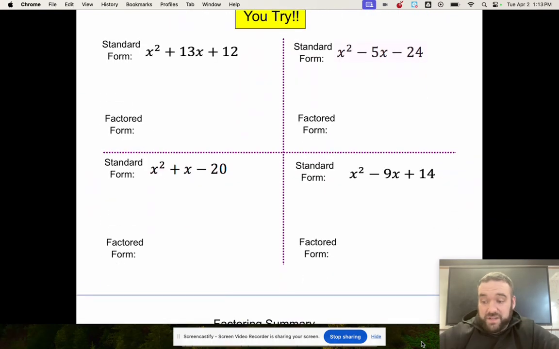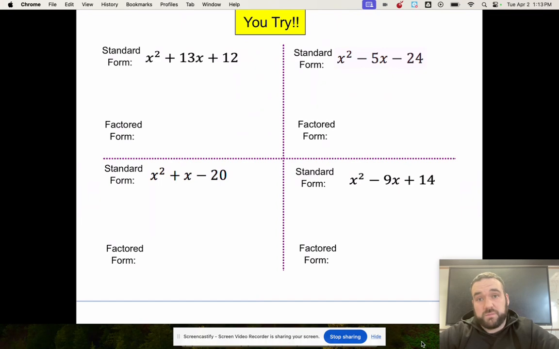If you want to pause the video and try these, all I'm going to do is put up the correct answer, and you can kind of see how you did.